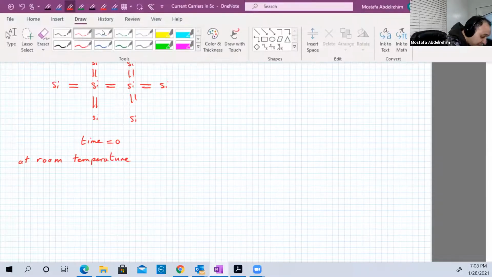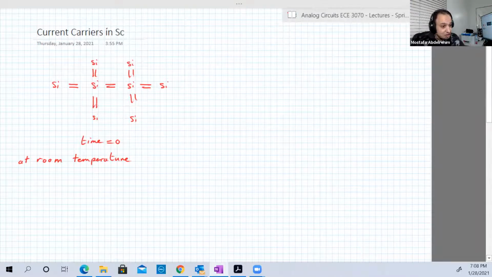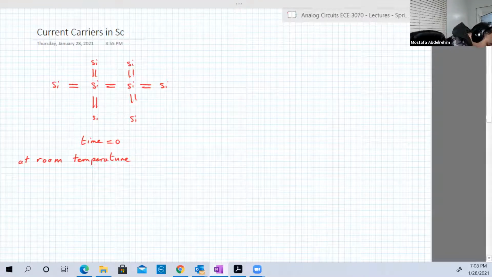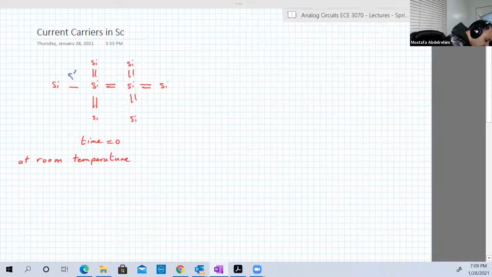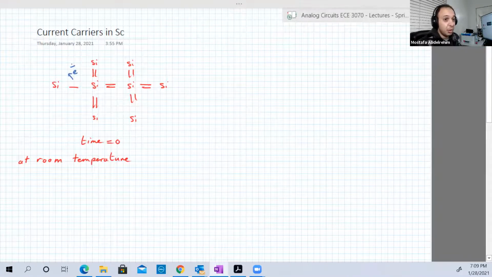Basically, since it's room temperature, maybe some electron will leave its bond and go to the conduction band. So let's assume this one here leaves its bond. Let's erase this bond and make it just one electron, and right here we have an electron that left the bond between these two atoms. Good. Now, will it just be free forever? What really happens is that other electrons in other bonds may move to fill this location.